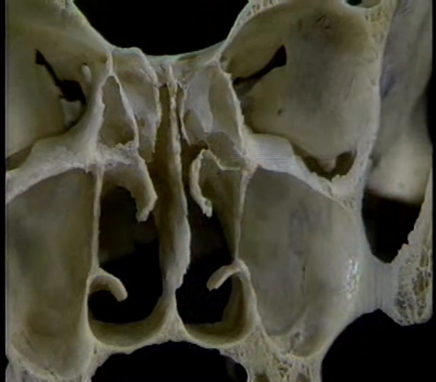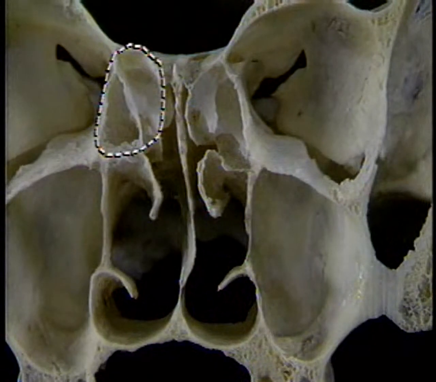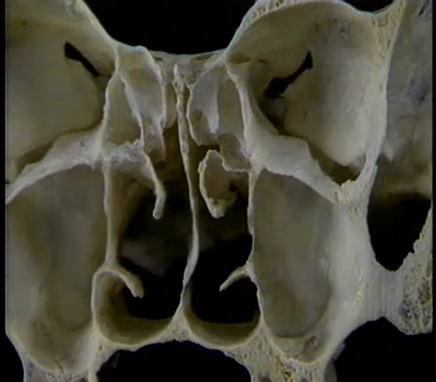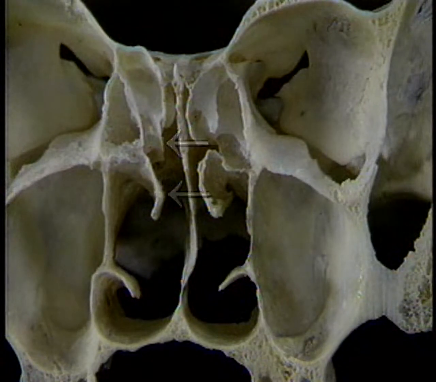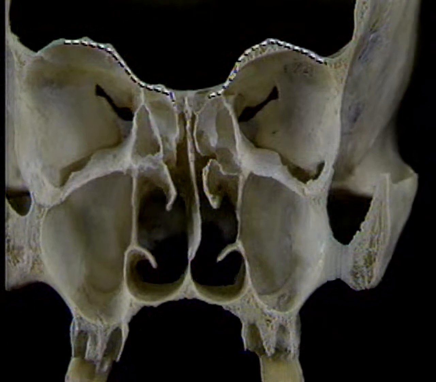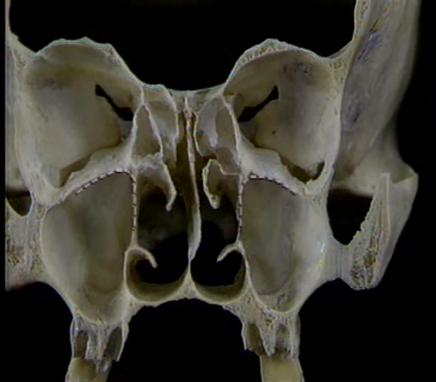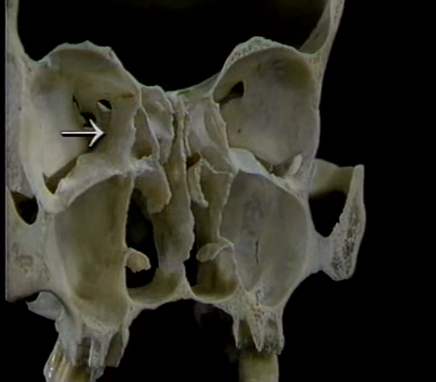Between the lamina papyracea and the upper part of the nasal cavity are the ethmoid air cells, as we've seen. The superior and middle conchae are also parts of the ethmoid bone. The ethmoid bone is joined to the frontal bone above, the maxillae below, and the central part of the sphenoid bone behind.